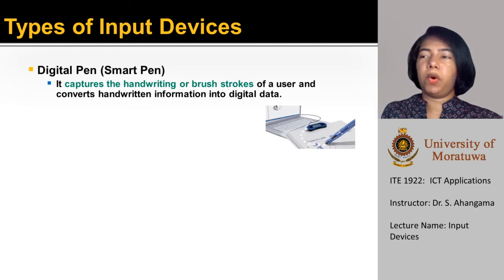Next, we can move on to digital pen or smart pen. It captures the handwriting or brush strokes of a user and converts handwritten information into digital data.